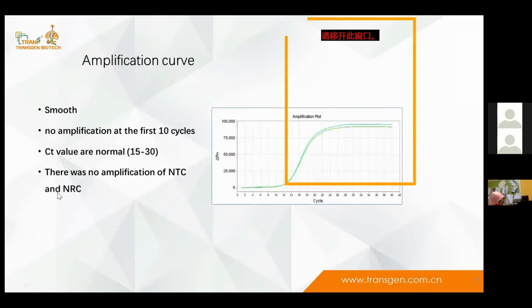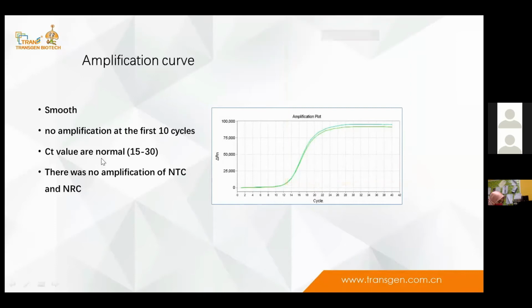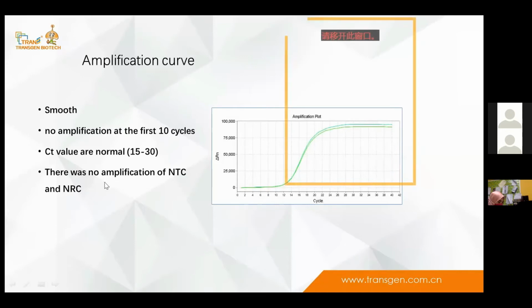First of all is the amplification curve. The amplification curve should be very smooth, with no chaotic signals, and also no amplification in the first 10 cycles. So there are no signals in the first 10 cycles here. And also the CT value is normally 15 to 30. This will be a very good result here. And there's no amplification of the NTC and NRC.